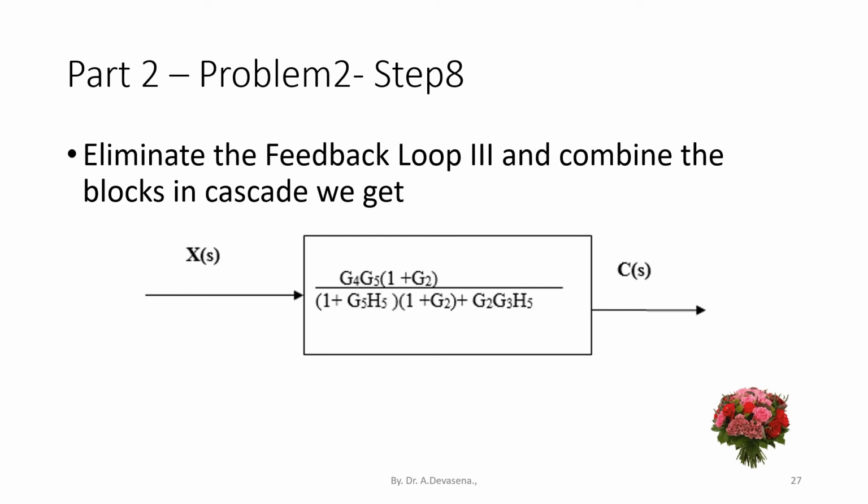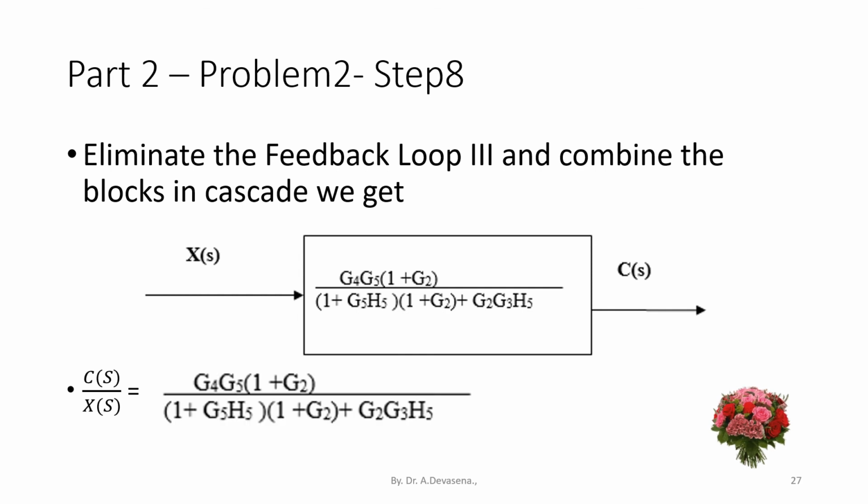That is C of s by X of s is equal to G4 G5 into 1 plus G2, the whole divided by 1 plus G5 H5 into 1 plus G2 plus G2 G3 H5.